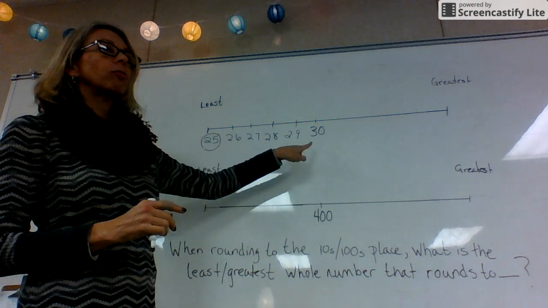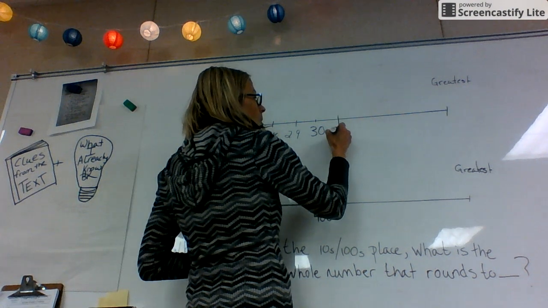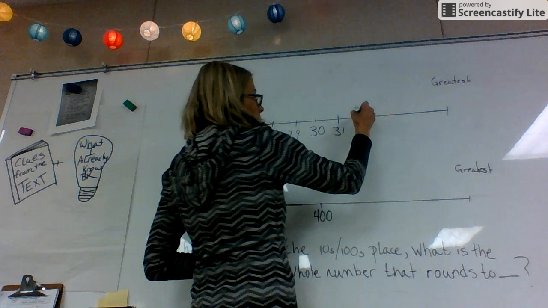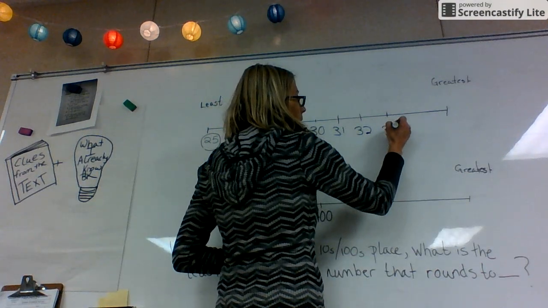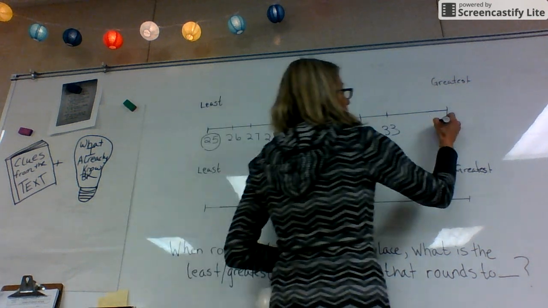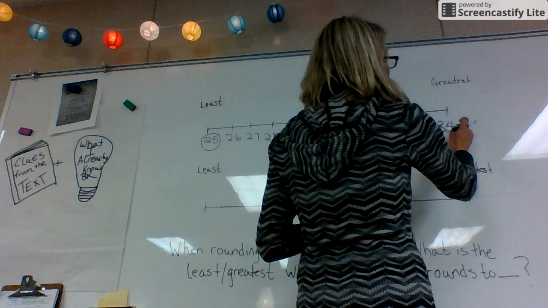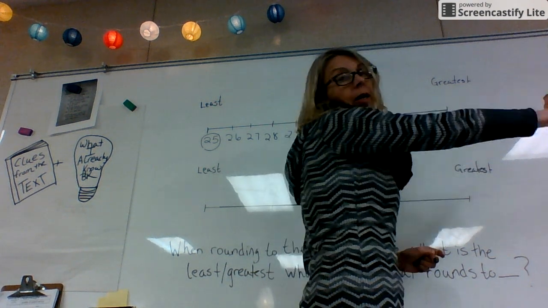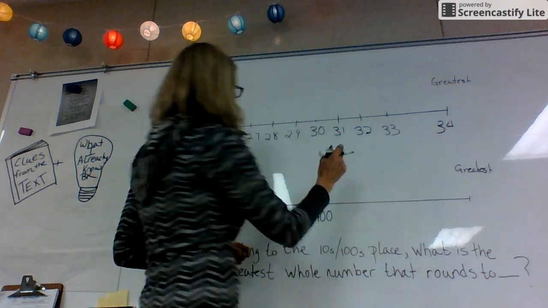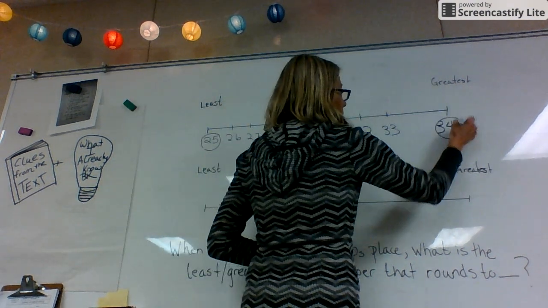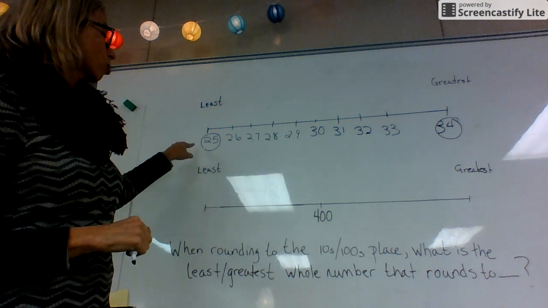Now we're going to continue so that this becomes so automatic that the kids always understand the range of numbers that will round to any whole number. If I'm going to go up, we'll say, will 30 round down to 30? Yes. 31? Yes. 32? Yes. 33? Yes. 34? Yes. Will 35 round down? No. 35 is going to round up to 40. So the greatest whole number that's going to round to 30 is 34, and the least whole number that's going to round to 30 is 25.